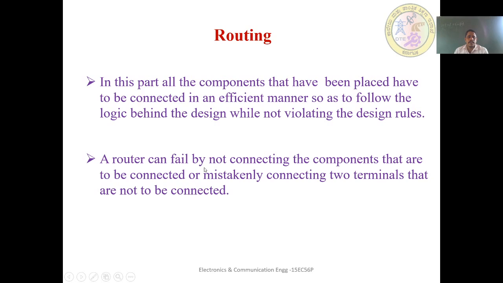A router can fail by not connecting the components that are to be connected, or by mistakenly connecting two terminals that are not to be connected. If two connections are mistakenly connected by the PCB designer, that is not tolerated in the PCB design. Ultimately, once the board is manufactured, the engineer has to cut the track which is not actually required.